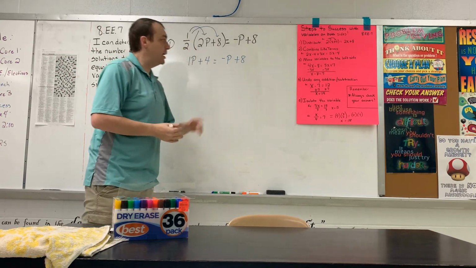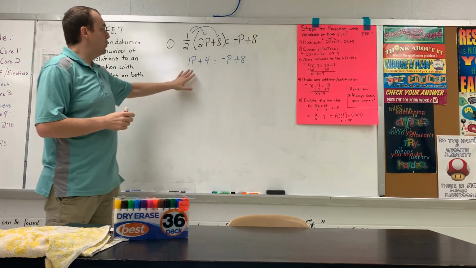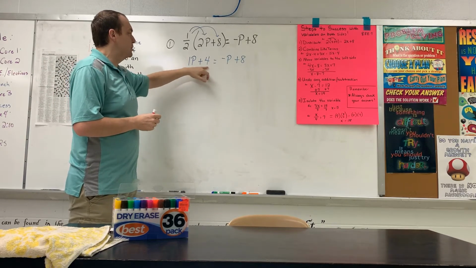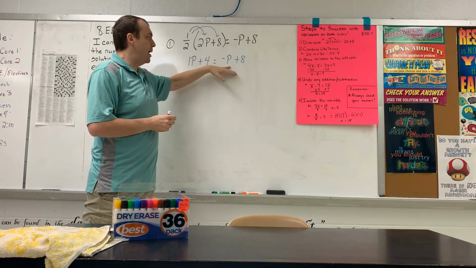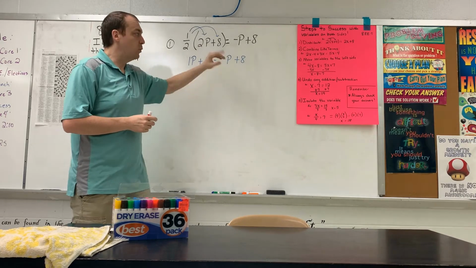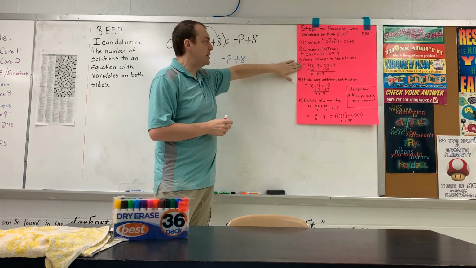All right, our next step says to combine like terms. Well, we can't combine a 1p and a 4, because they're not like terms. We cannot combine a negative p and an 8 because they're not like terms. So we're good here. We can go ahead and go to the next step.